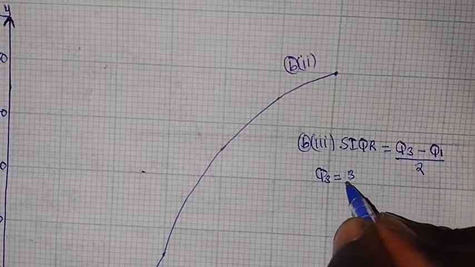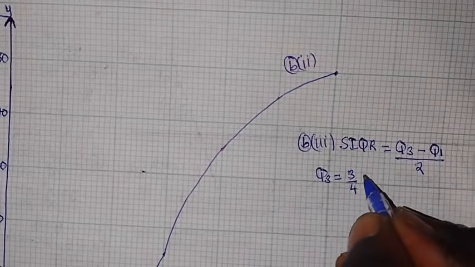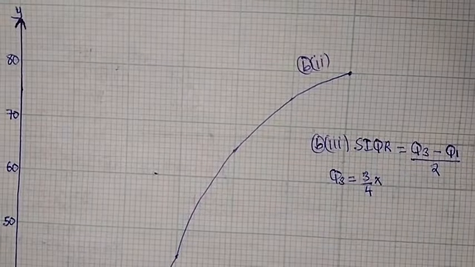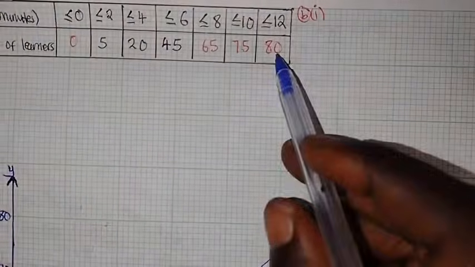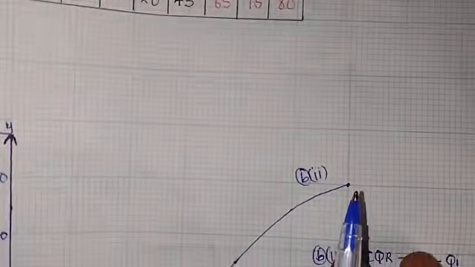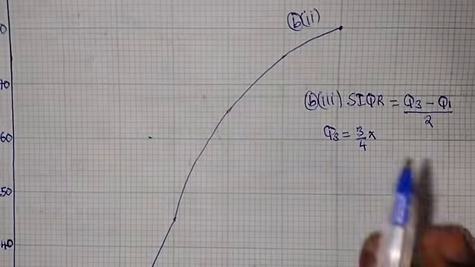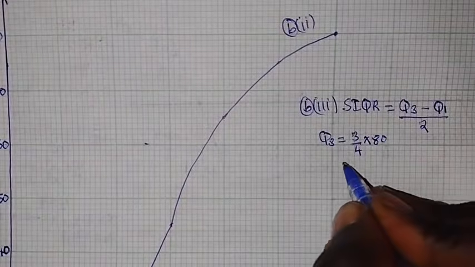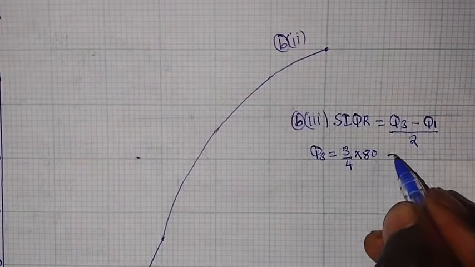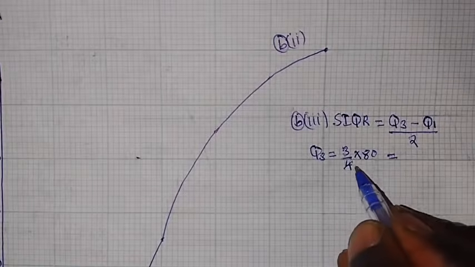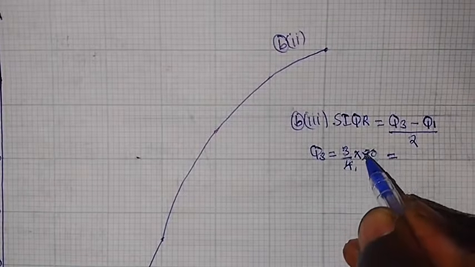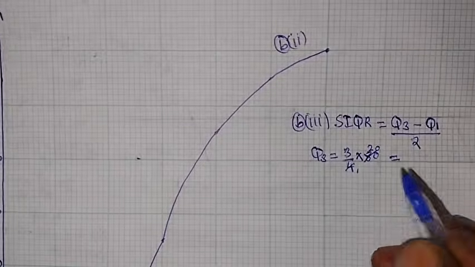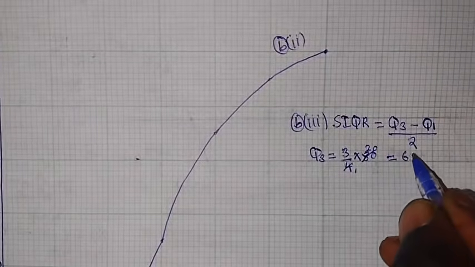So the Q3 now is equal to, this is the upper quartile, so we get 3/4 times the total frequency. What is our total frequency? Our total frequency is this 80 right here. That is your total frequency. So you need to multiply by 80. So 4 into 80 is 20, and 3 times 20 will give us 60.